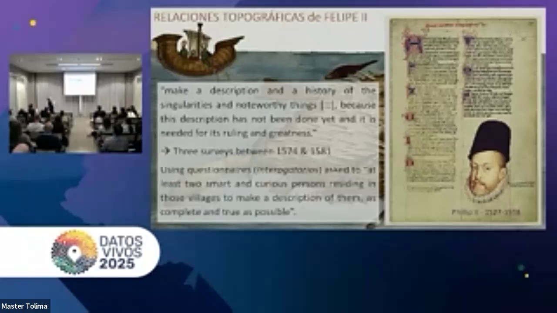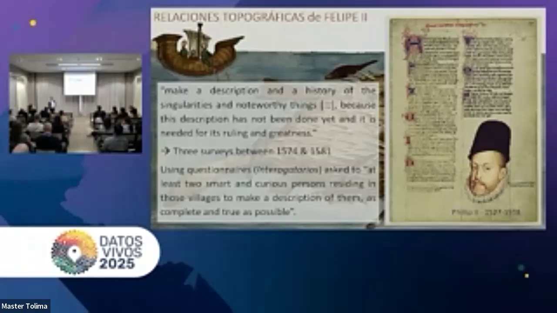Basically, he wanted to make a description and a history of the singularities and noteworthiness of the land, because until then this description did not exist, and he thought it would be important for ruling and the greatness of the kingdom in general. So he launched 3 surveys between 1574 and 1581.